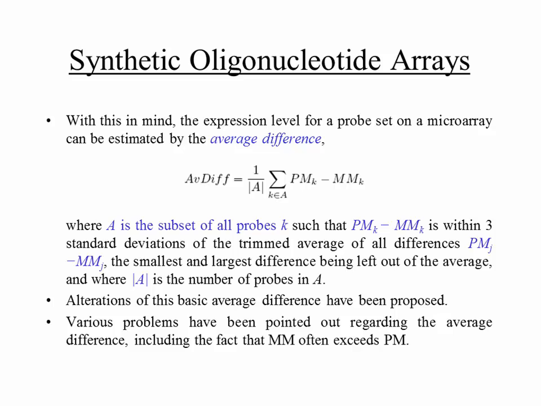So with this in mind, the expression level for a probe set on a microarray can be estimated by the average difference, where for the K gene you have the subset of all probes such that PM_K, perfect match K, minus MM_K, mismatch K, is within 3 standard deviations of the trimmed average of all differences PM_J minus MM_J. So you average it out over that entire set of probes. And alterations of this basic average difference have also been proposed.